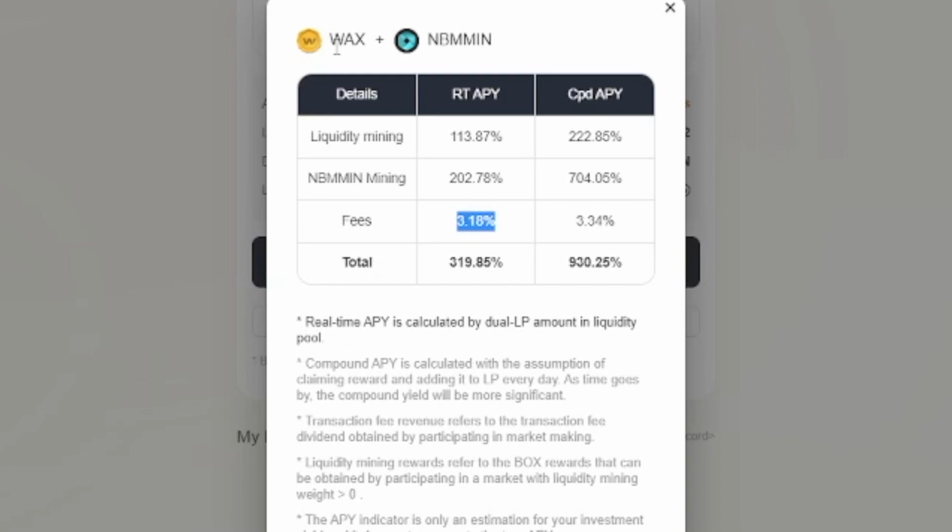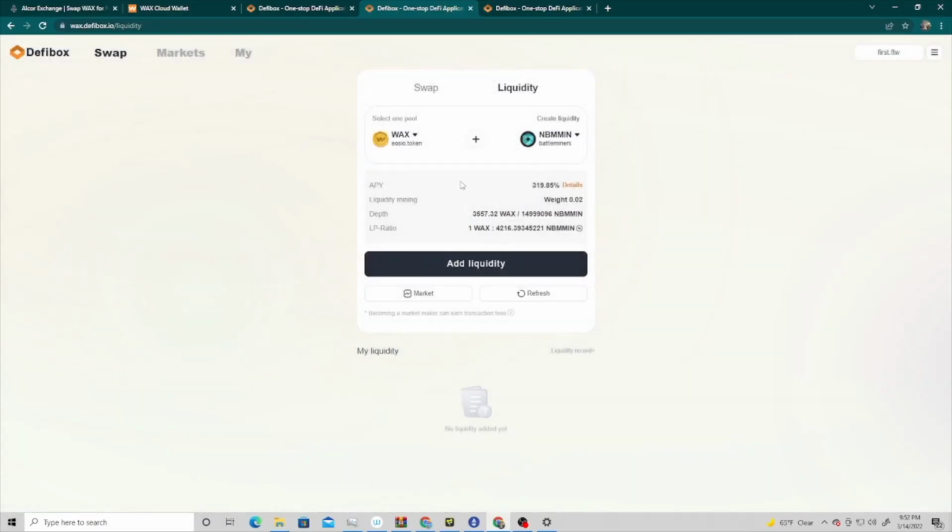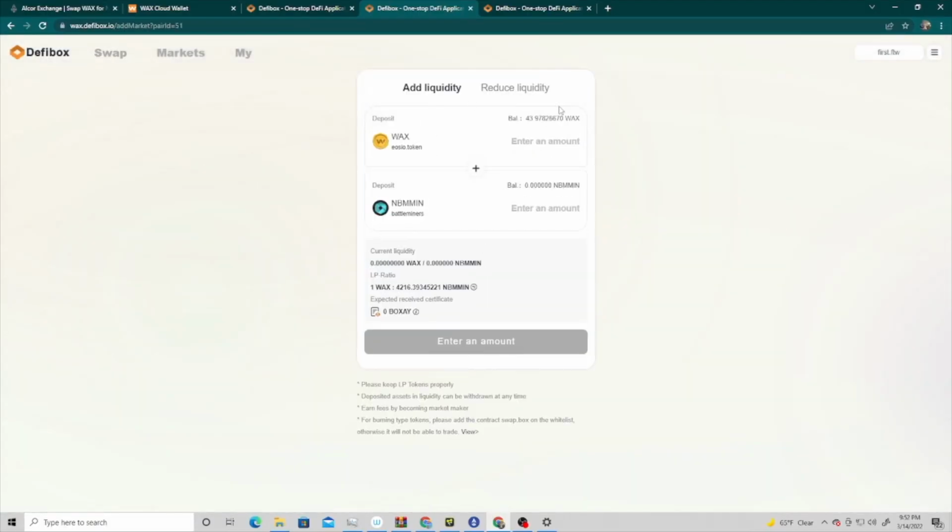So that means you're getting paid in Wax and NBM for this position at this rate, for a total of 319%. And then this side, what they're doing is assuming that if you claim your yield every 24 hours and trade it directly back into Wax and NBM, this would be your annualized APY, considering a daily compounding like that, where you'd supply liquidity by saying add liquidity, and then having your positions here.